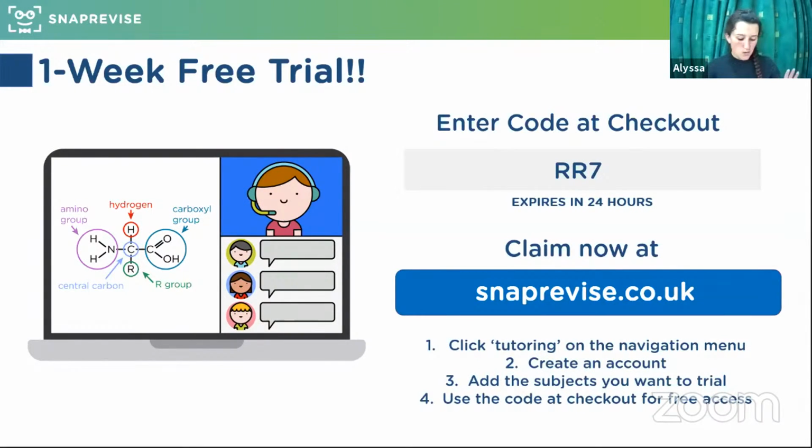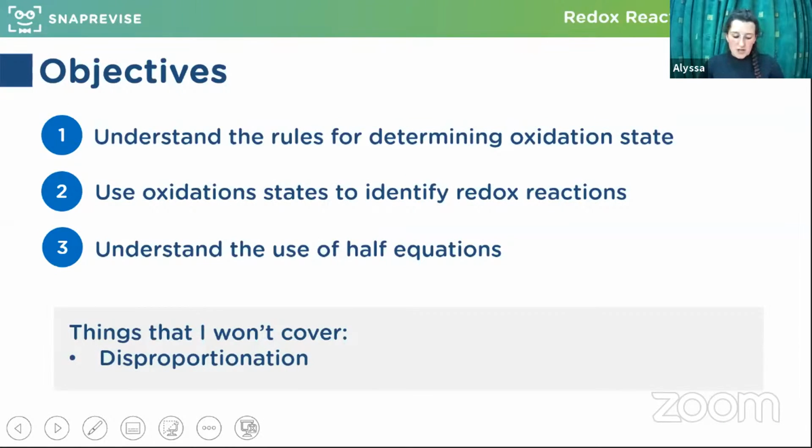Okay, so what we're going to look at today then. In this session, we're going to hopefully understand the rules for determining oxidation states. The key, if you want to do anything with redox, is to be sure on your oxidation states. We're then going to use oxidation states to identify redox reactions and the parts of redox reactions, what the different species are in a redox reaction and what they do. We're also going to look at half equations, another challenging part of chemistry, but one that is really useful and that you need to use in a couple of different topics, so very useful skills.